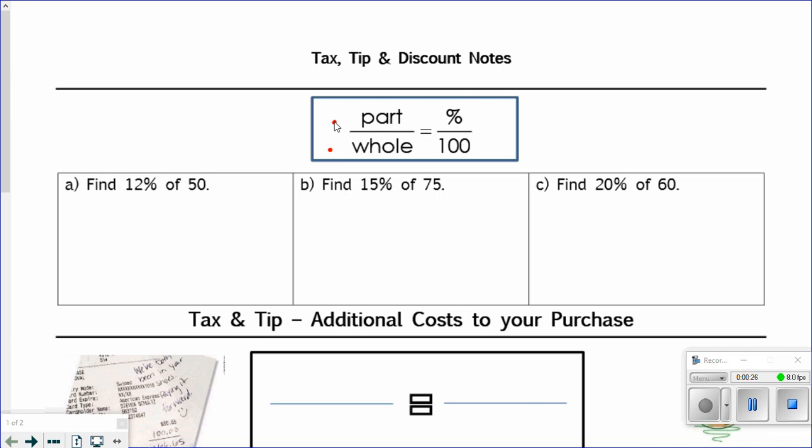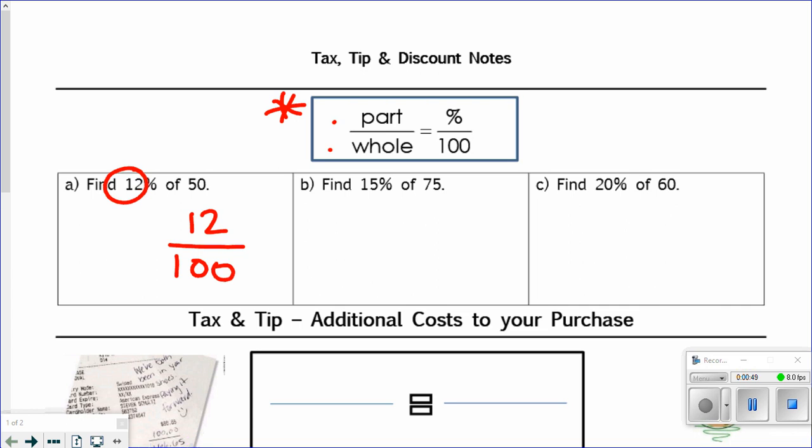When we use the setup to find a percentage of a number, we use part to whole equals percent over 100 like we have right here. So we're going to do that for letter A together, and then I'll have you do B and C on your own. So we use our part to whole, and we say, okay, well, 12 is the percent. That's got to go where the percent is. So I'm going to have 12% over 100.